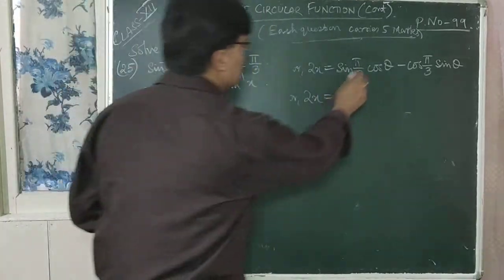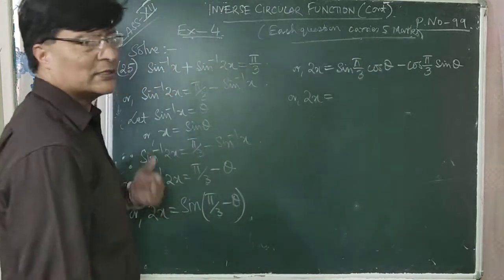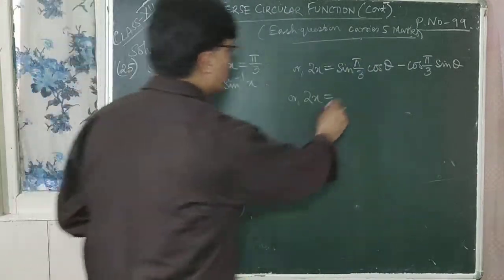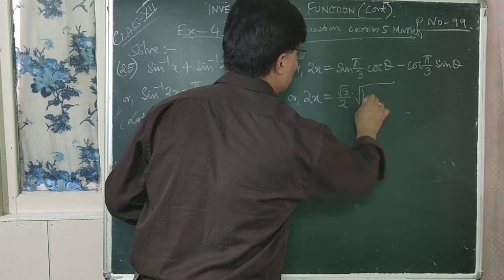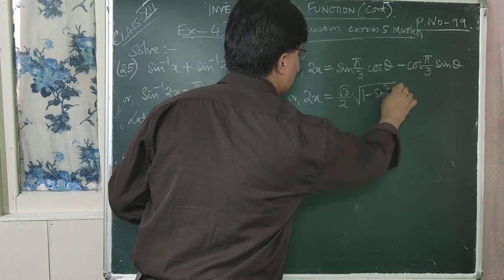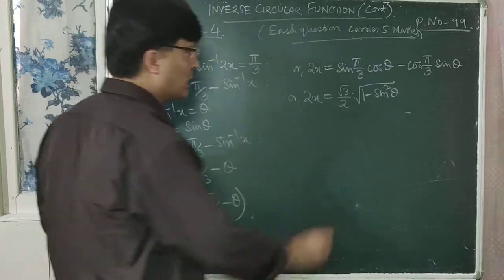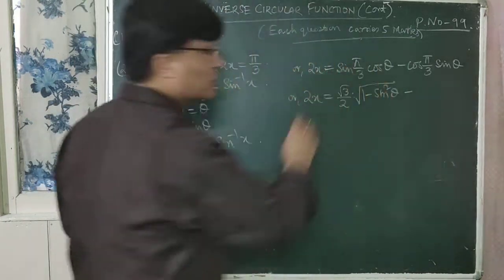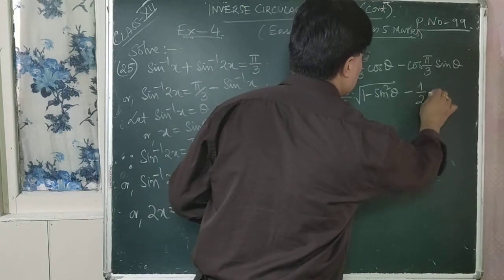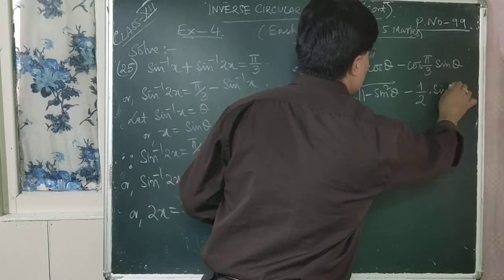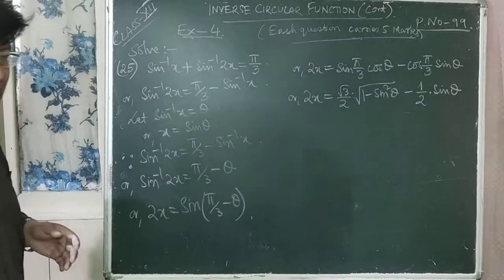Pi by 3 is 60 degrees. What is sine 60 degrees? Root 3 by 2 into cos theta. What is cos theta? It is root over 1 minus sine square theta, right? Minus, what is cos 60? Cos 60 is half, into this is your sine theta, right?